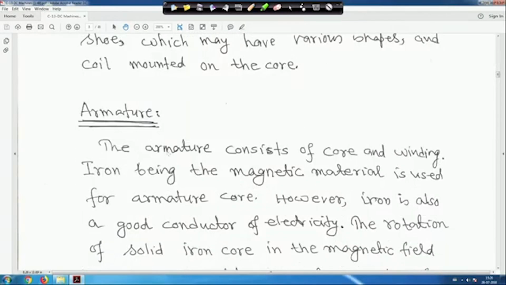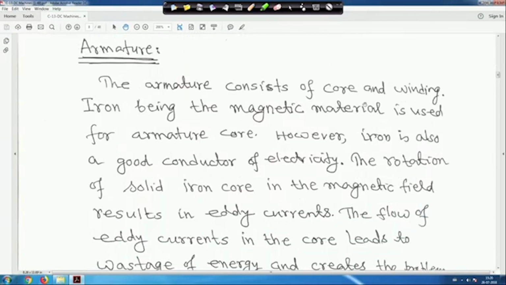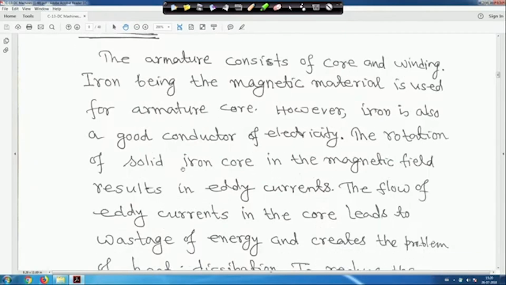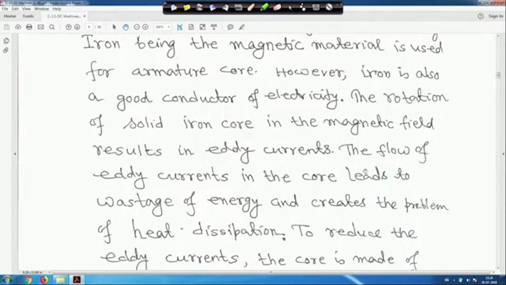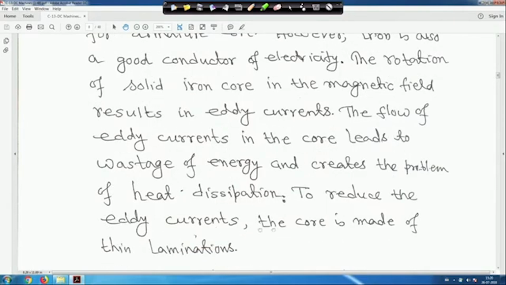So, next is the armature. The armature consists of core and winding. Iron being the magnetic material is used for armature core. However, iron is also a good conductor of electricity. The rotation of a solid iron core in the magnetic field results in eddy current, right. The flow of eddy currents in the core leads to wastage of energy and creates the problem of heat dissipation, right. To reduce the eddy currents, the core is made of thin laminations.